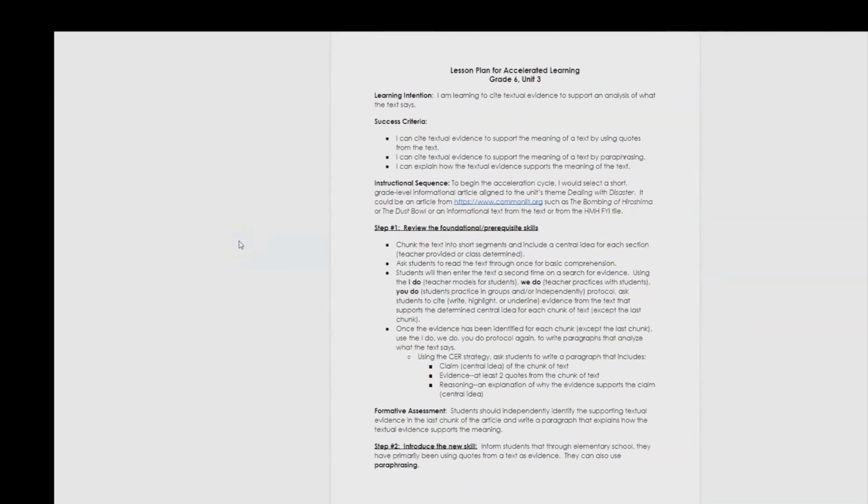Specifically for the 6th grade lesson plan on the screen, students will review how to cite evidence by quoting from a grade level text related to the unit's theme. They will learn how to paraphrase evidence using the gradual release of responsibility method, the I do, we do, you do, and they will write a response to explain how their evidence supports their claim. Teachers are thus reviewing a previous skill with grade level text, learning a new skill with grade level text, and explaining their thinking and writing. This is an example of integrating prerequisite skills with grade level standards or accelerated learning for students.